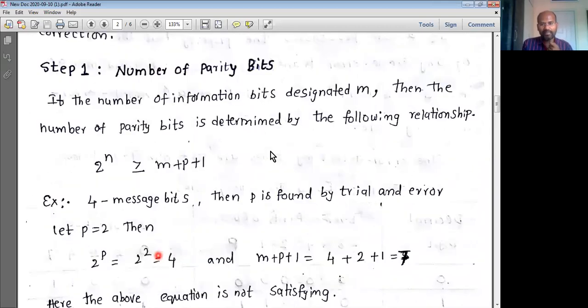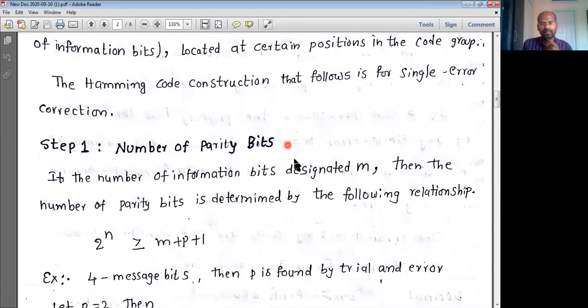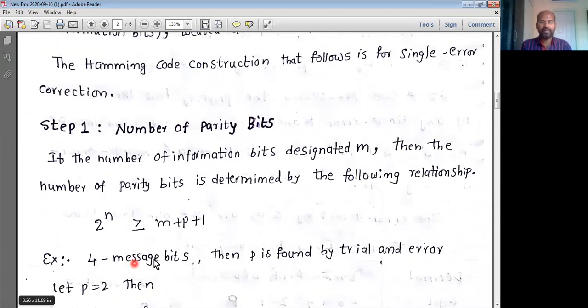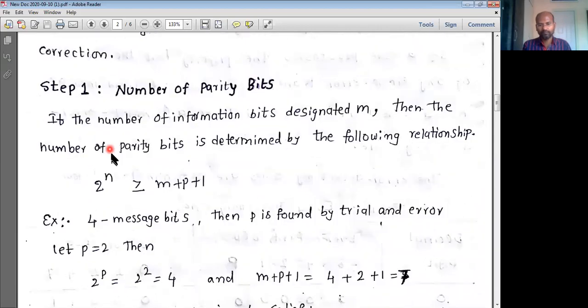So the number of parity bits is 3 for how many message bits? If you want to transmit 4 message bits, you need 3 parity bits. So is it clear? What did we say in step 1? What does step 1 say?